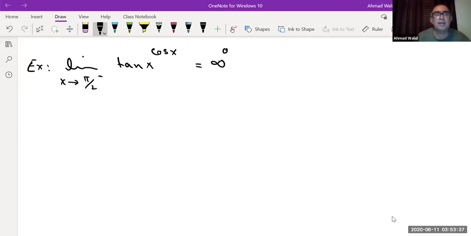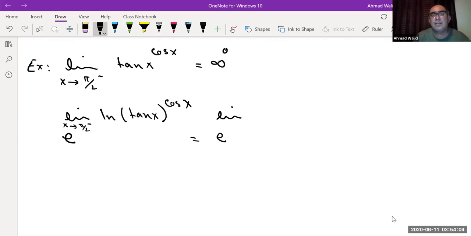You can rewrite this limit as e to the power of limit as x approaches pi over 2 from the left of ln of tan x to the power of cosine x. Now bring down the cosine here. You can write e to the power of limit as x approaches pi over 2 from the left of cosine x ln of tangent x.